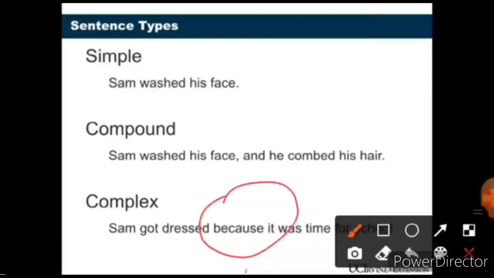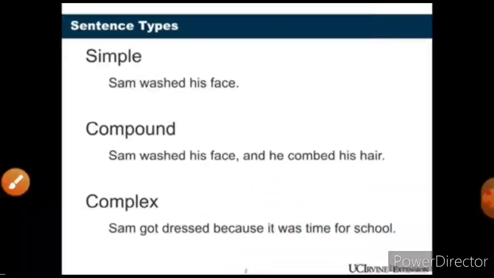It shows us that because it was time to school. So this sentence is incomplete, and it needs an independent clause to be attached with it in order to make a complete sense. So this makes it a complex sentence.